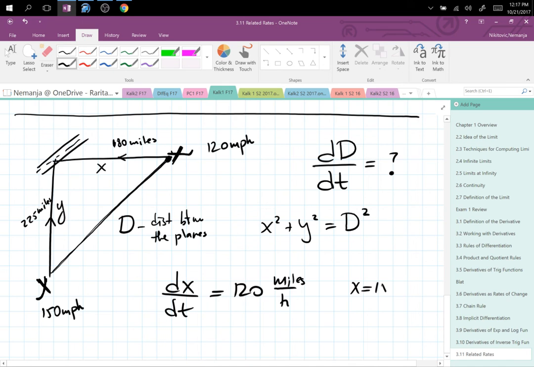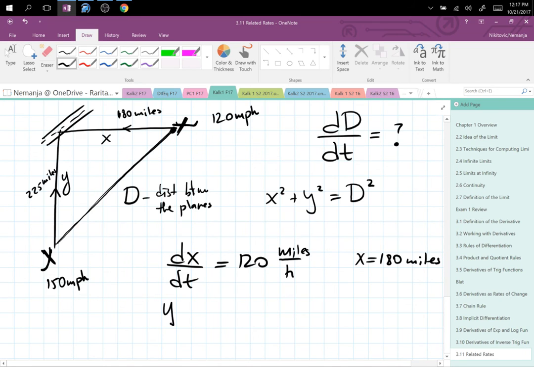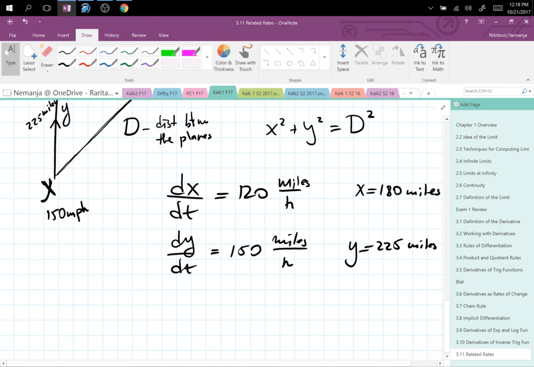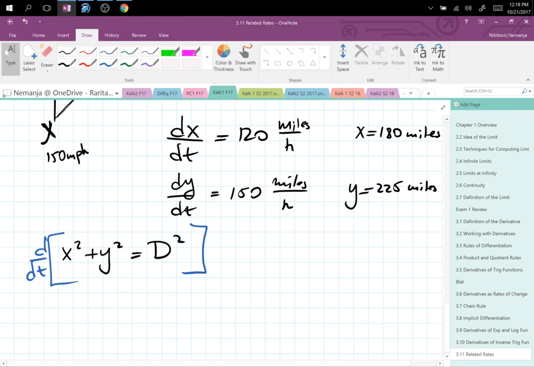And you have x to be 180. And over here you have dy dt to be 150. And y to be 225 miles. So now, if I take the equation that we all agreed upon and differentiate in terms of time, I will get all of the variables that I need to solve the problem.